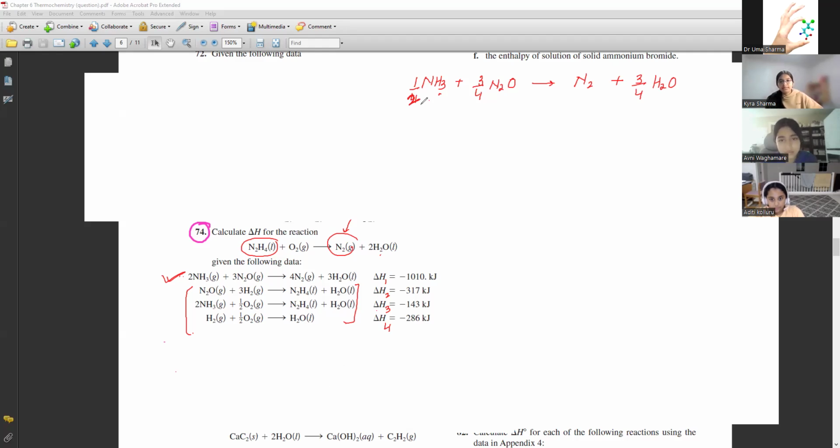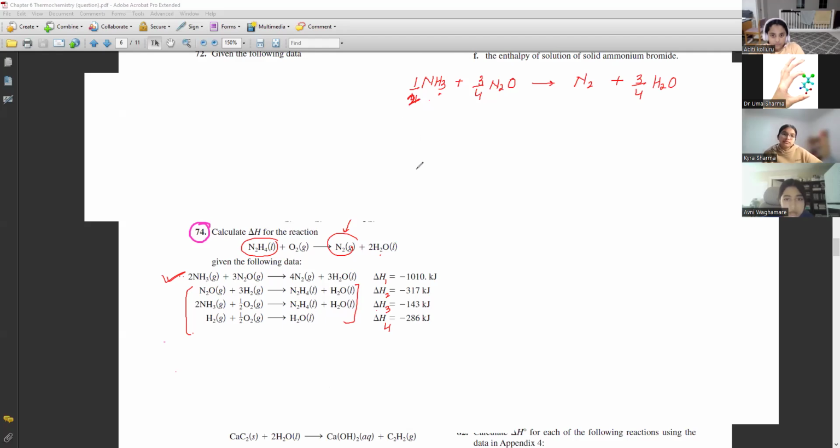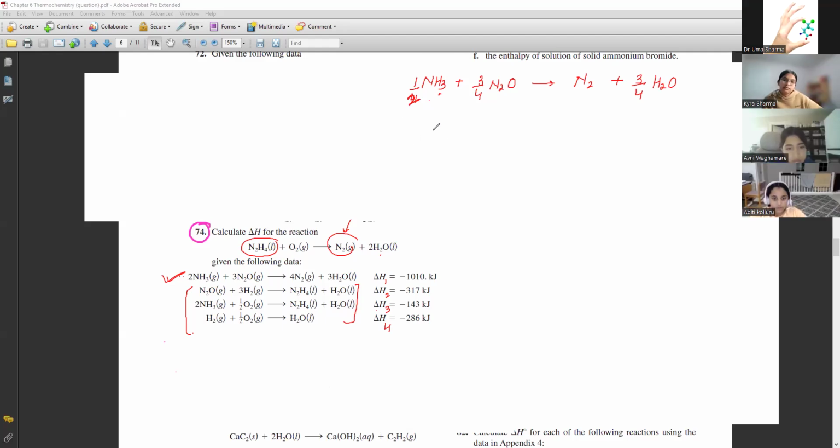Now I have to cancel this ammonia. Which equations should I use and in which manner so that this ammonia is cancelled out? Yes, Aditi, you use equation 3, and I cannot use it as such. What should I do? Do I want ammonia on the reactant side or product side? Because this ammonia is on the reactant side.